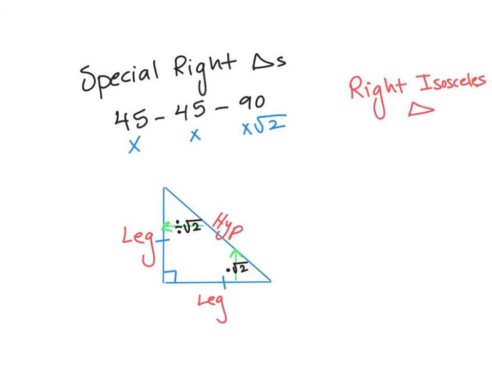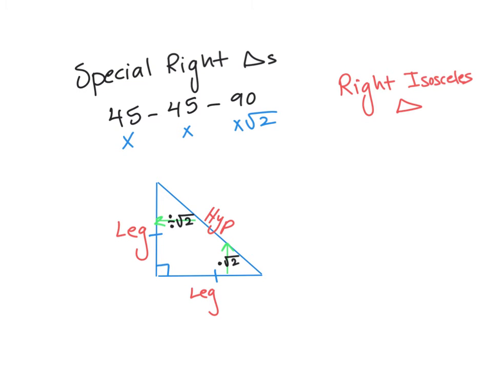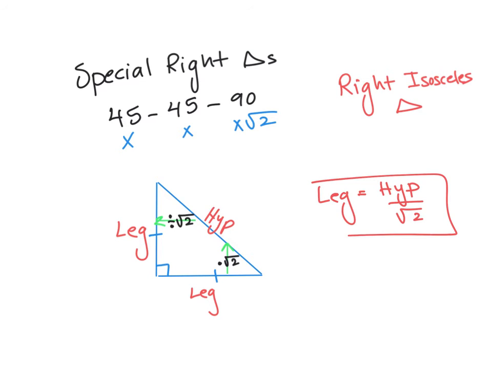So I hope this helps you remember the rules. So remember, the leg is equal to hypotenuse divided by root 2. And the hypotenuse is equal to leg times root 2. So that's the summary.